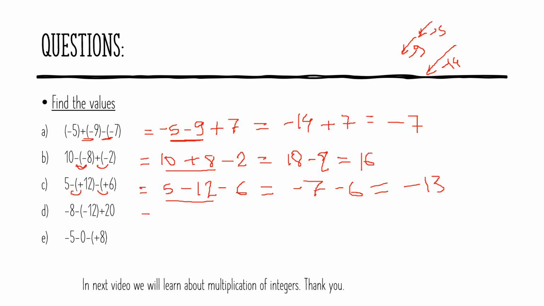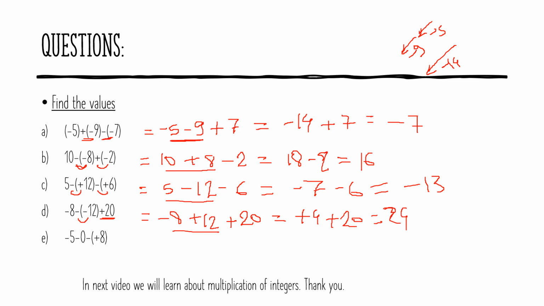Next question, same way: minus 8, then the signs are of the same nature, so minus minus becomes plus 12. And then after that this doesn't need anything, we will write it as it is, because there is only one symbol. When there are two symbols together, only then do we need to resolve it. So let's resolve these two first, so it will result in plus 4, and then plus 20, so it will lead to 24. 24 will be the answer.